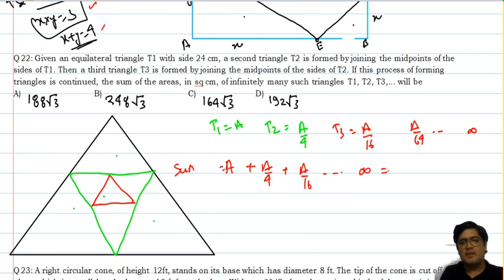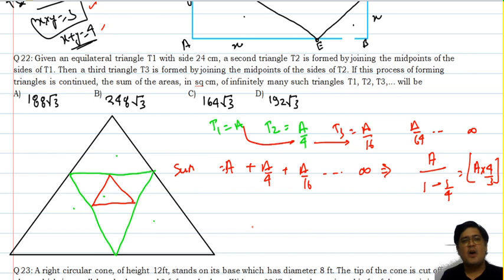So guys, the formula for the sum of an infinite GP is first term upon 1 minus the common ratio. What is the common ratio? From here it is 1/4, here it is 1/4. So 1 minus 1 by 4. That gives me A into 4 by 3. Now I'll go after A.